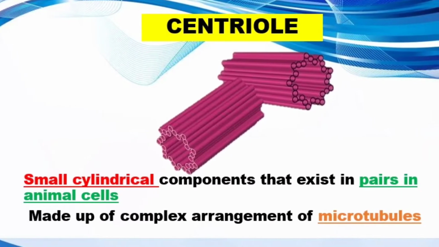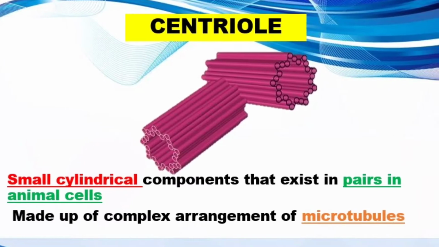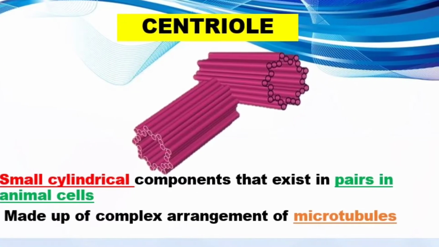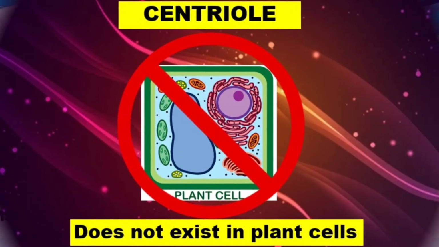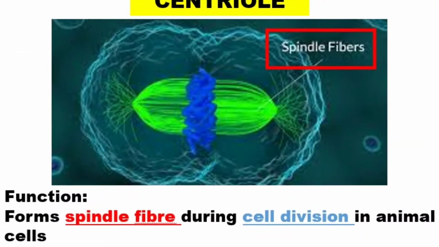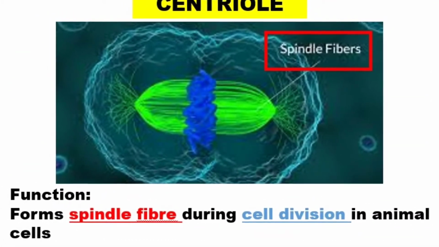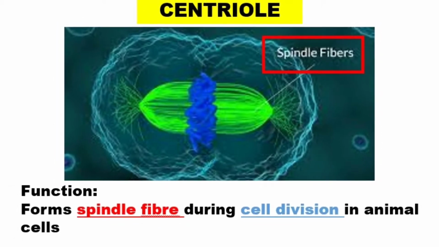Centrioles. It is a small cylindrical component that exists in a pair in animal cells, and the centriole is made up of arrangements of microtubules. Plant cells do not have centrioles, and the function of centrioles is to form the spindle fiber during cell division in animal cells.